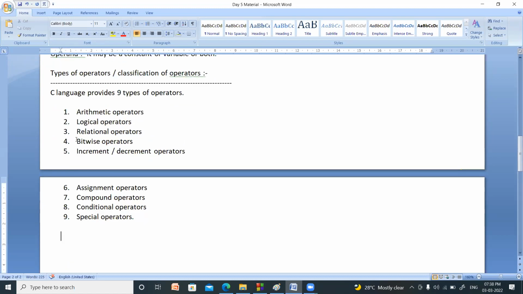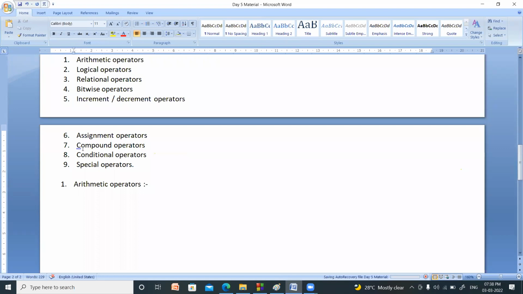What is the first type? The first type is arithmetic operators. Now, I will read some formulas. What is the formula to find simple interest? PTR by 100. Am I right? Right. What is the formula to find the net salary? Net salary equals basic salary plus house rent allowance plus dearness allowance minus provident fund. What is the formula to find (A plus B) whole square? A square plus B square plus 2AB. What is the formula to find A square minus B square? (A plus B) into (A minus B).